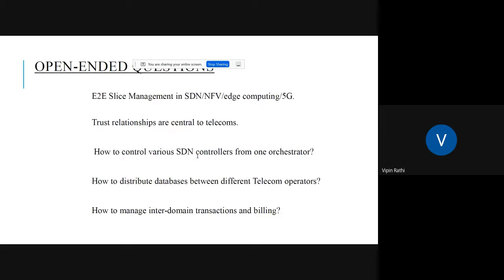So how do we control various SDN controllers from one orchestrator? This is a really important application, and is becoming more and more famous in 5G, because nowadays slice sharing happens between multiple telecom operators. You can understand this with the example of a Tesla car, which will share antennas across the road with multiple telecom operators. So how can this slice be booked end to end, and how can you manage it? These are the applications where we need blockchain to manage as an intermediary. How do we distribute a database between different telecom operators, and how do we manage inter-domain transactions and billing?